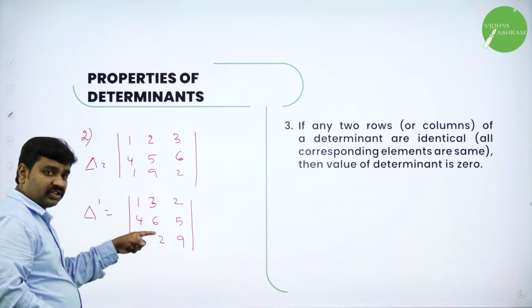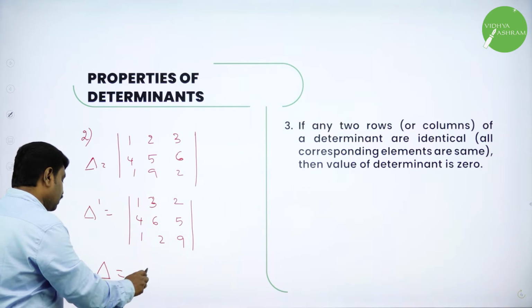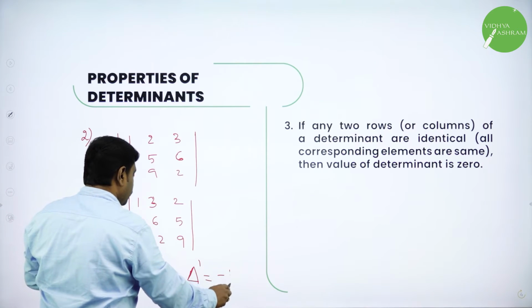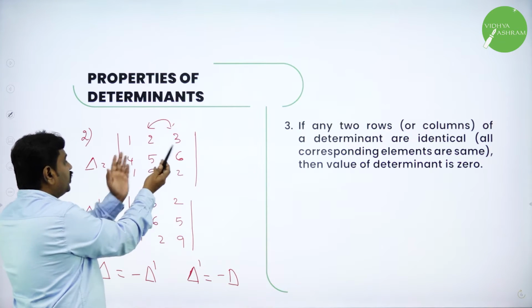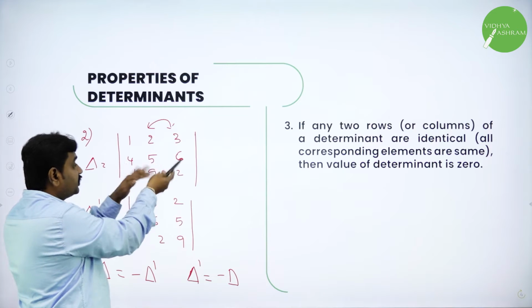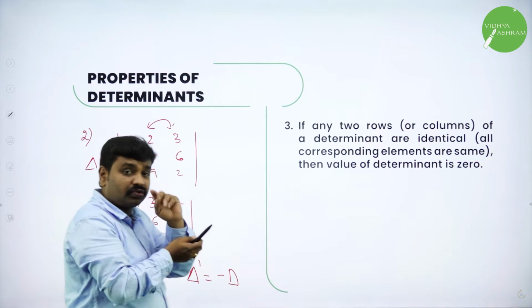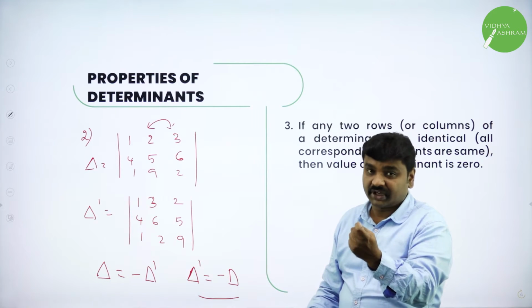Please expand these two. Both you will get the same value, but the sign changes. Delta will be minus delta dash, or delta dash will be minus delta, because I interchanged these two. I am interchanging only 2 columns. I can interchange second and third or first and third like that. When you interchange any 2 columns or rows, the sign of the determinant changes. Delta dash will be minus delta. You can try, I showed it.